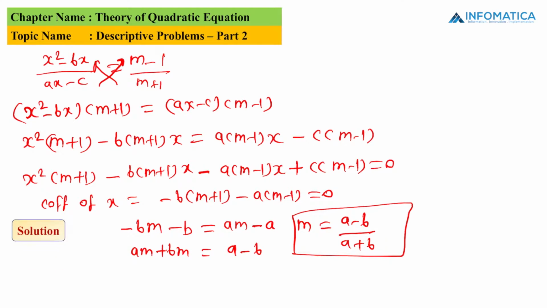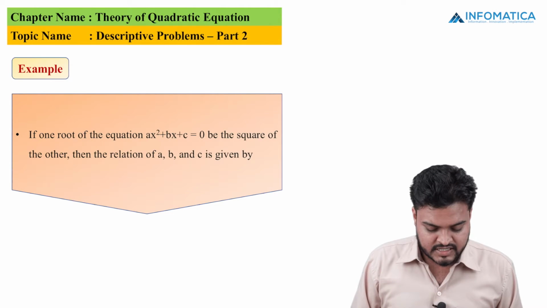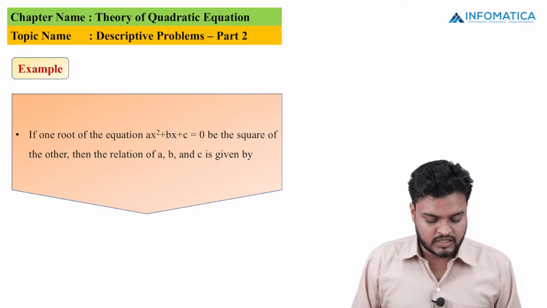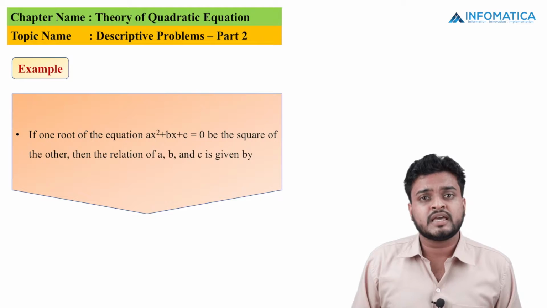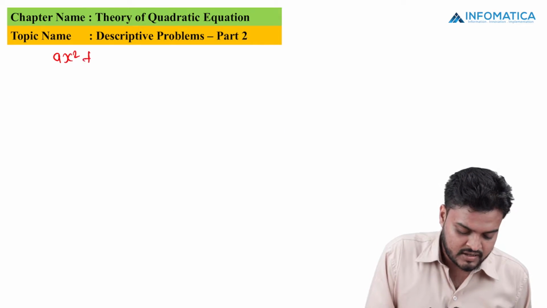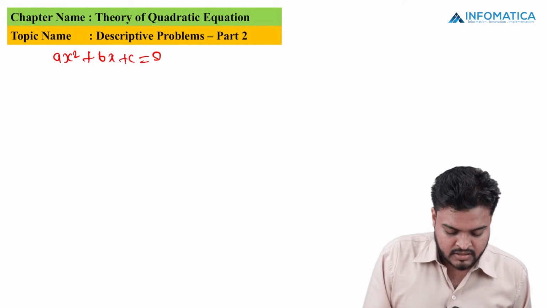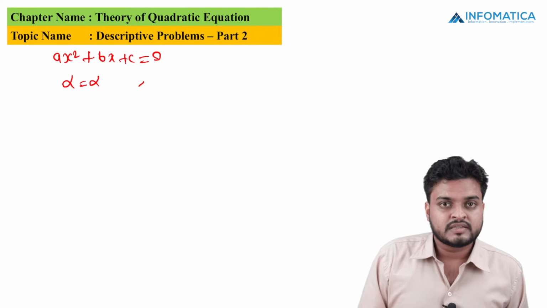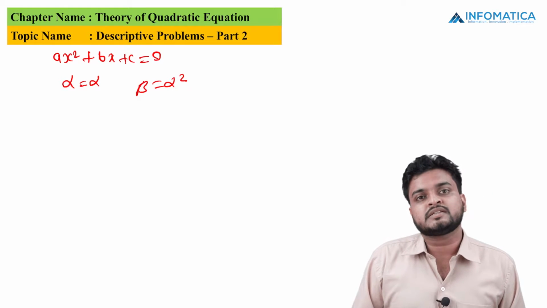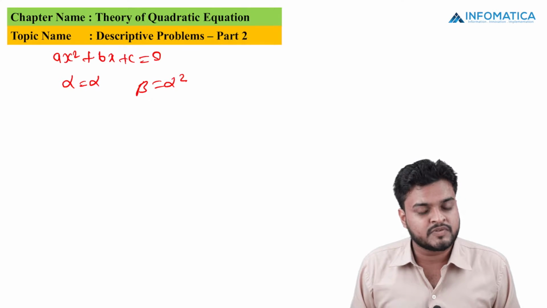Let's solve another question. My question is, if one root of the equation ax square plus bx plus c is equal to 0 is the square of the other root, then what will be the relation between a, b and c? So if I have an equation ax square plus bx plus c is equal to 0, and I know that if one root is alpha, then the other root will be alpha square. In the question it is given that one root is the square of the other, so I have to find the relation between a, b, c.